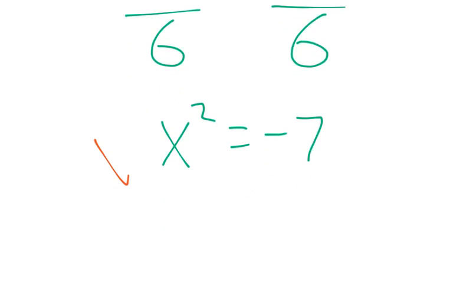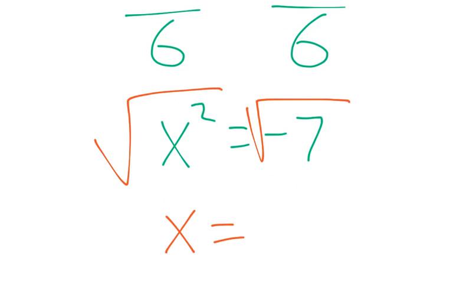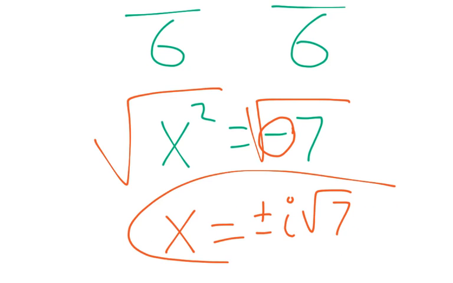So to solve this, I'm going to square root both sides. So I have x, and then I have plus or minus i root 7. Because again, a negative in the radical, just pull out an i, and it's the same as it was before. You can make this decimal if you want to, but you don't have to. You can stop right here, and this is a perfectly fine answer.